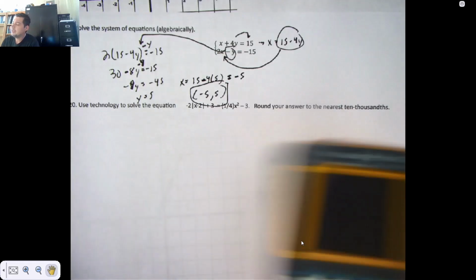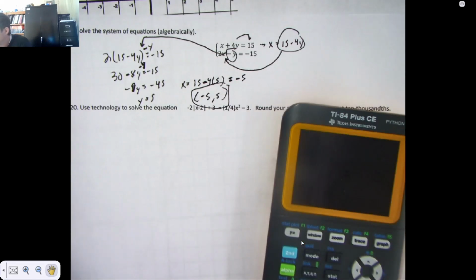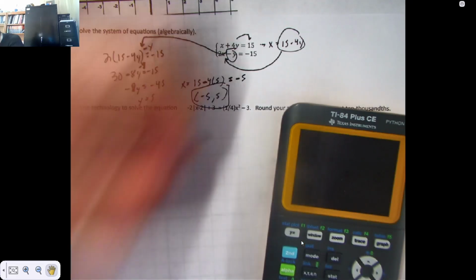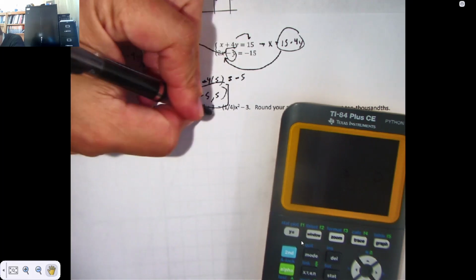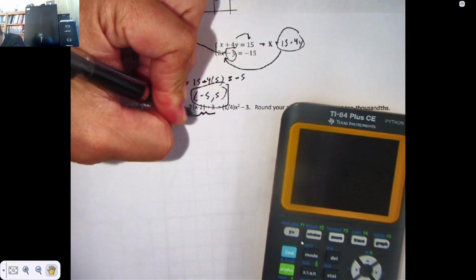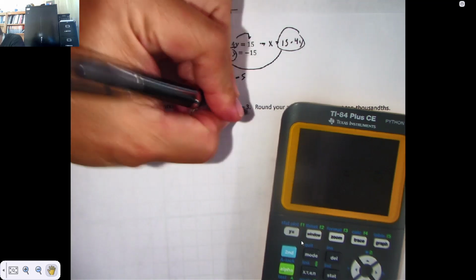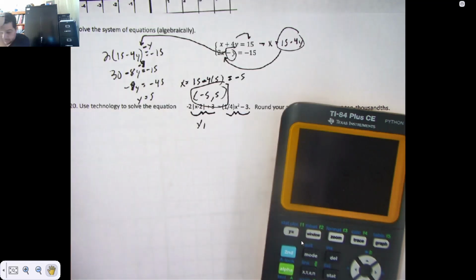Use technology to solve the equation negative 2 absolute value of x plus 3 equals a quarter x squared minus 3. And I just made this thing up a few minutes ago, so let's see what it looks like. There should be two answers. We should see an upside down v that's got a pretty steep slope and a pretty wide parabola, because that 1/4 out front is going to be a vertical compression, which makes it wider.